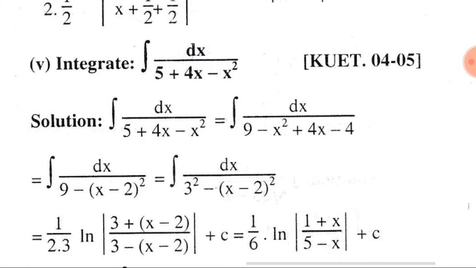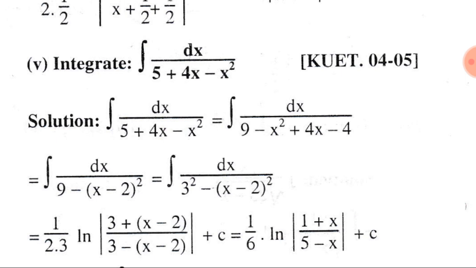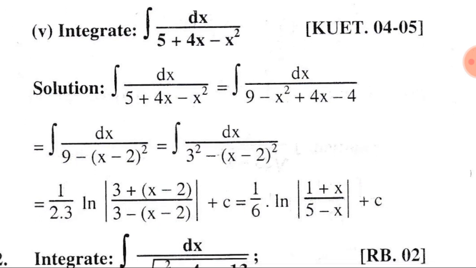Dear audience, it is also another quadratic expression, and making the square we get 3 square minus (x minus 2) whole square, and it is the standard form as the integration of dx whole divided by a square minus x square, and that is 1 divided by 2a ln of (a plus x) whole divided by (a minus x). So we can write here 1 divided by 2a, that means 2 times 3, ln of (3 plus x minus 2) whole divided by (3 minus x minus 2), plus c. After calculation we get 1 by 6 ln of (1 plus x) whole divided by (5 minus x) plus c.